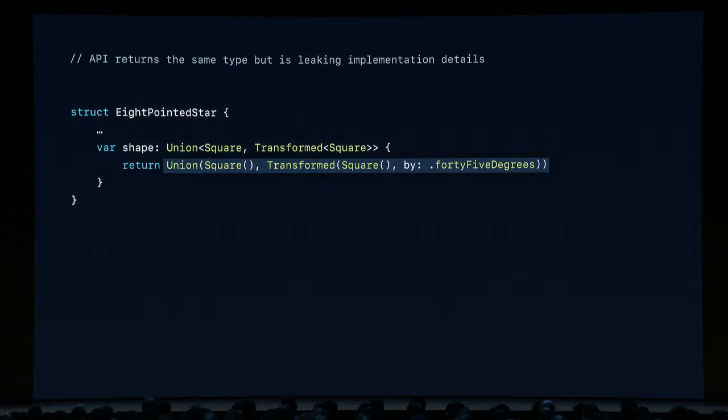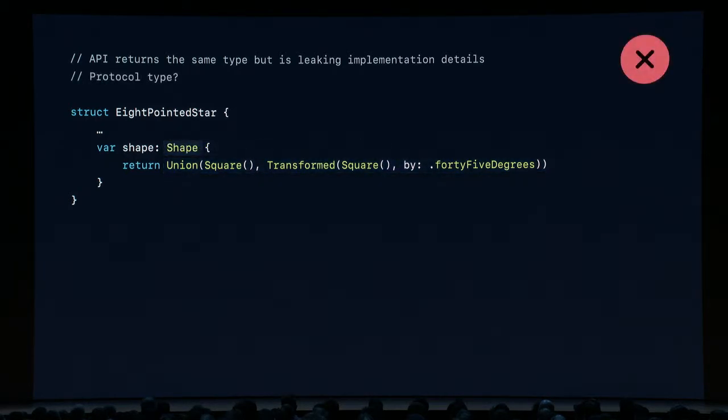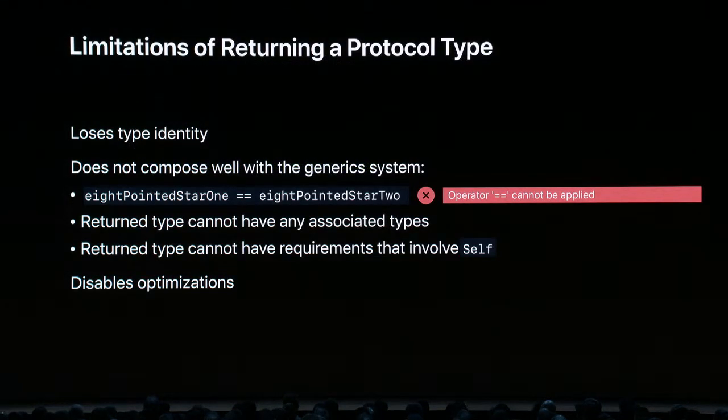Now, what about this example, where we're constructing an 8-pointed star by creating a union of a square and a transformed square? Declaring the concrete return type here will leak most of the implementation details to the client. And exposing this unnecessary detail will make the API hard to reason about. However, using the protocol type Shape here is also not so great. Let's see why. When a protocol type is returned, there is no guarantee that the same type will be returned from every call to the API, which, in addition to the Swift generics model, brings us these fundamental limitations.